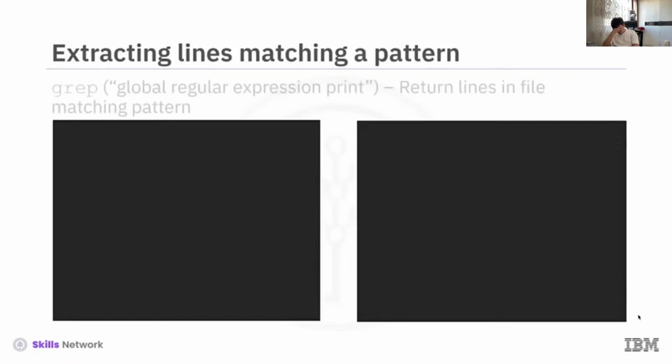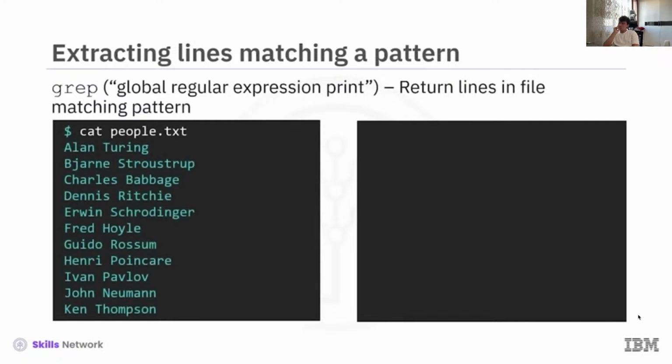The grep command, which stands for Global Regular Expression Print, returns lines of a file matching a specified pattern, such as a regular expression. Suppose you have a list of famous people's names stored in a file, which you can view by entering cat people.txt.